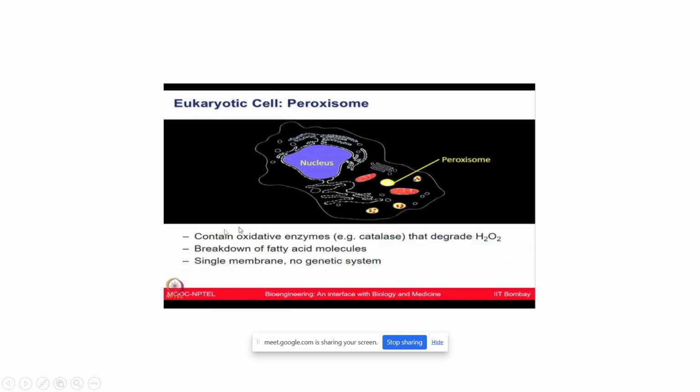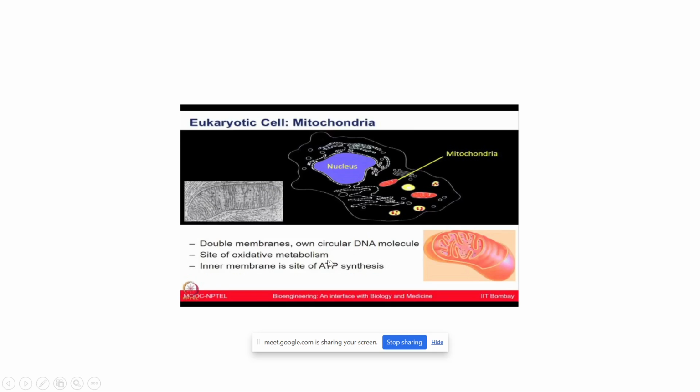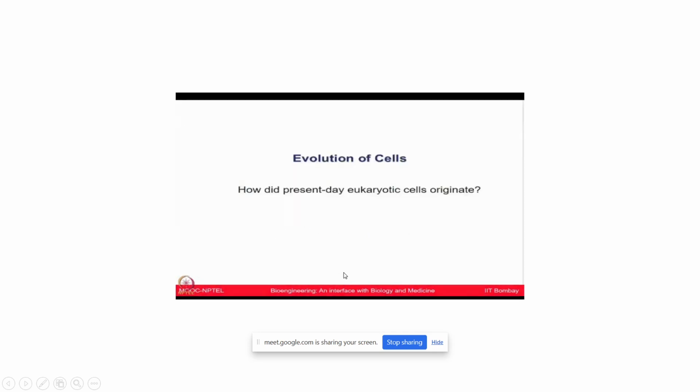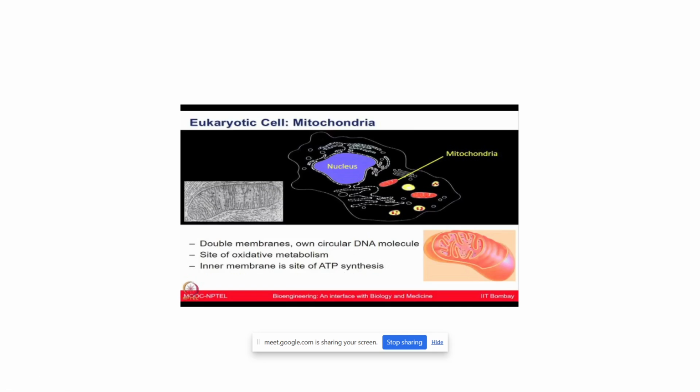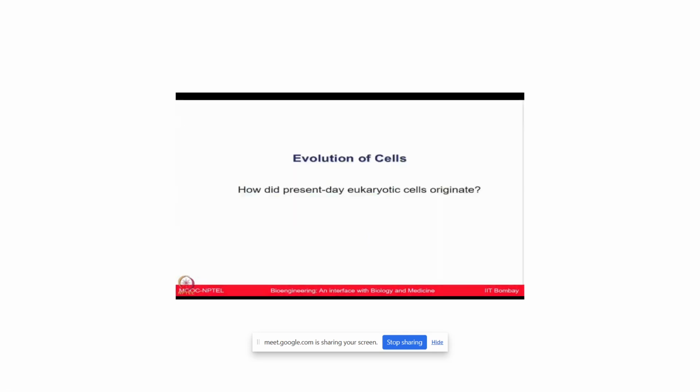Peroxisomes contain oxidative enzymes, and that helps in degrading peroxide, etc. They also help in breakdown of fatty acid molecules. Then there is mitochondria, which is the powerhouse of the cell, which helps in ATP synthesis, NADH synthesis, etc. So these were certain components present inside the cell which were talked about.